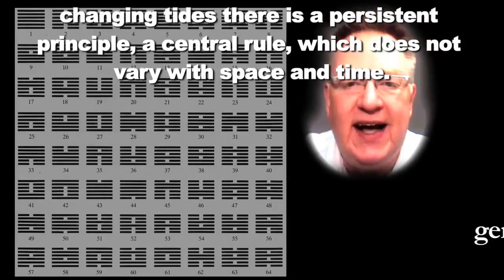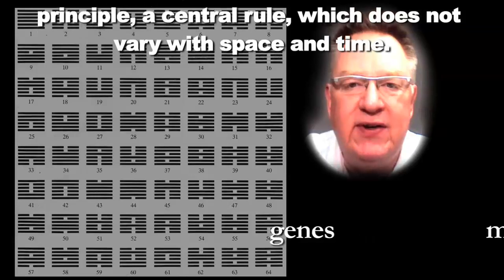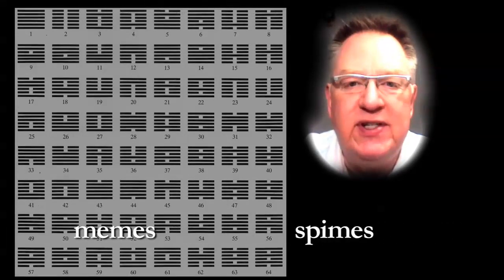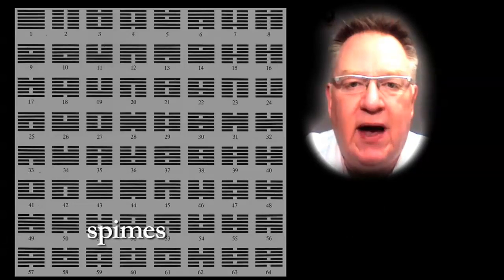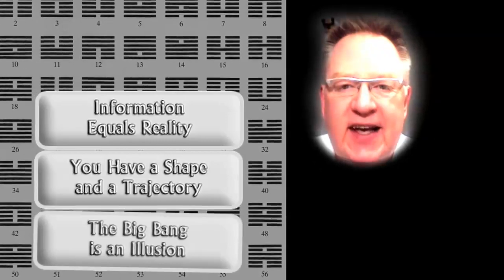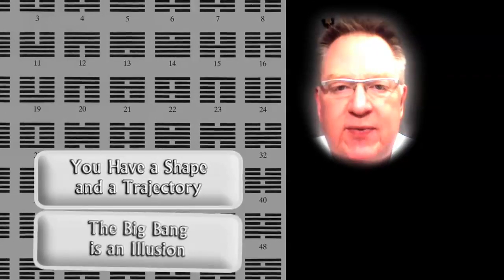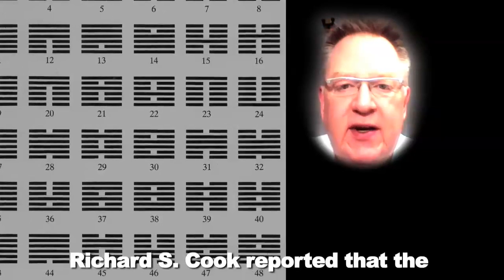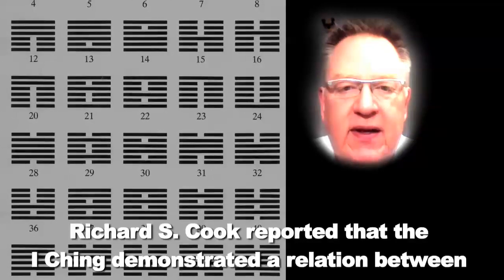I love how these 3 ideas sum up trying to think of our universe of genes, memes, and spimes from a perspective which is outside of our space-time. A running theme in this project. See information equals reality. You have a shape and a trajectory, and the Big Bang and his illusion, for a few examples. The Ching also fits nicely with another subject we've touched on in this blog a number of times: sacred geometry. Here's more from that Wikipedia article.